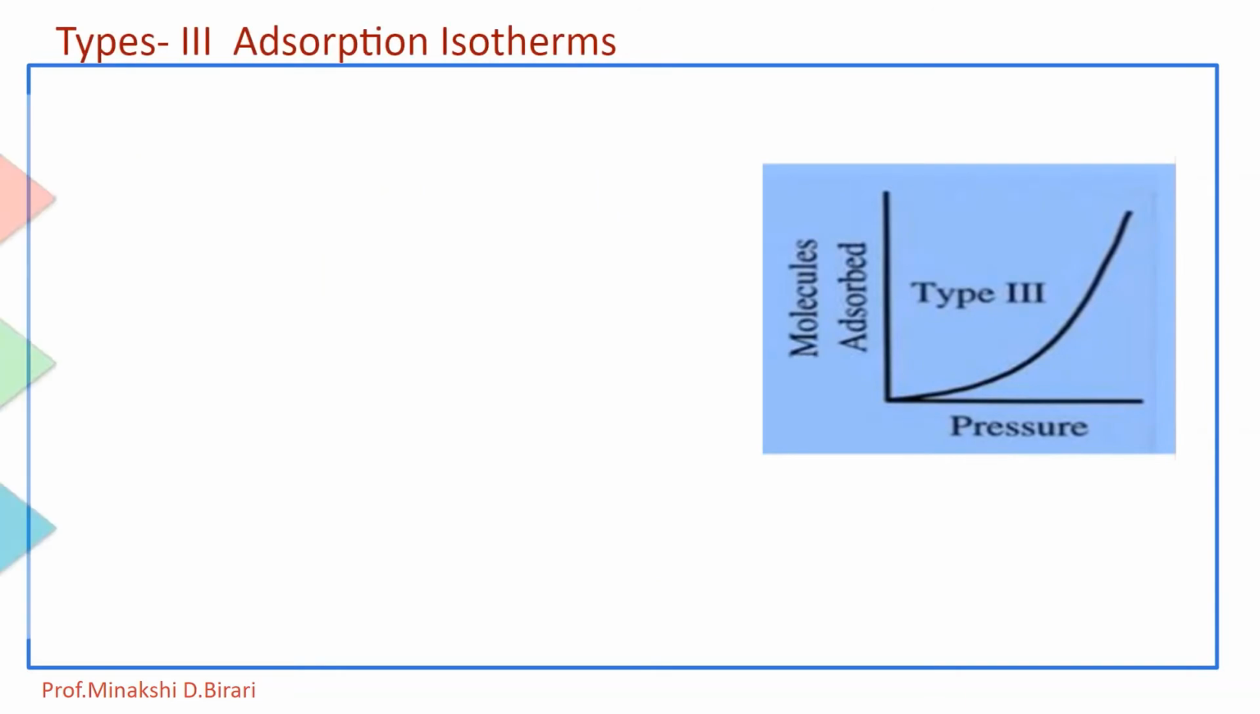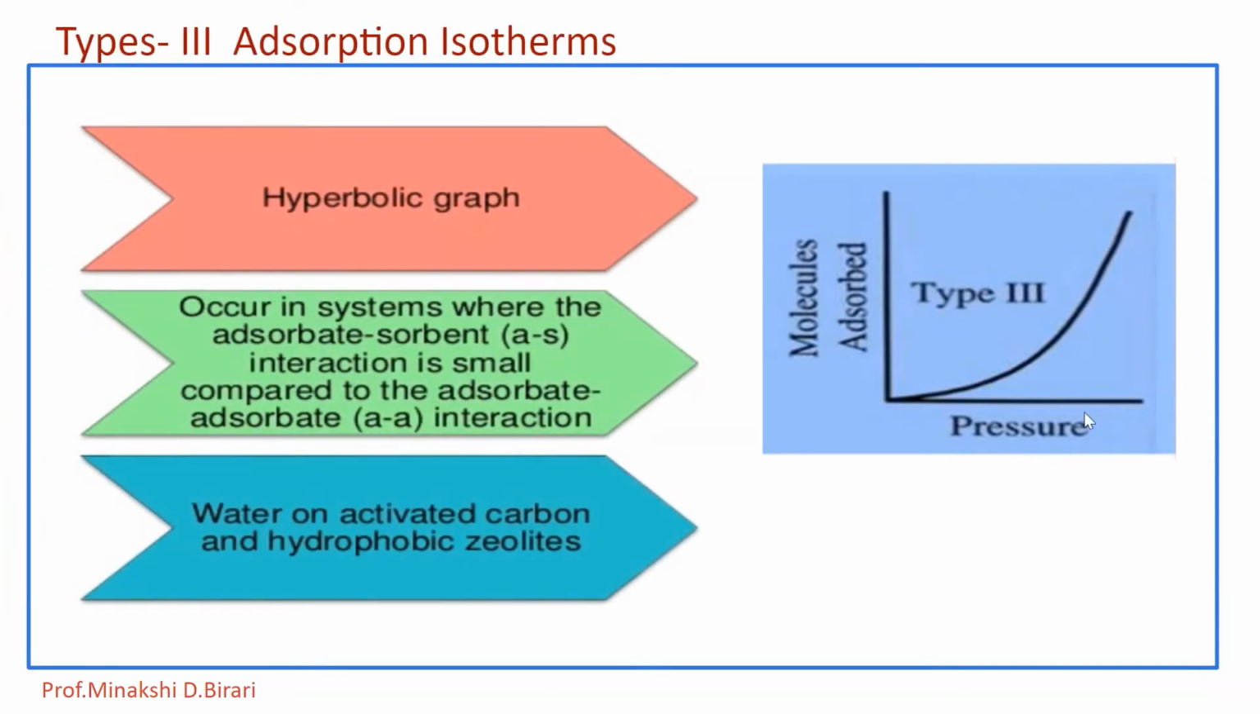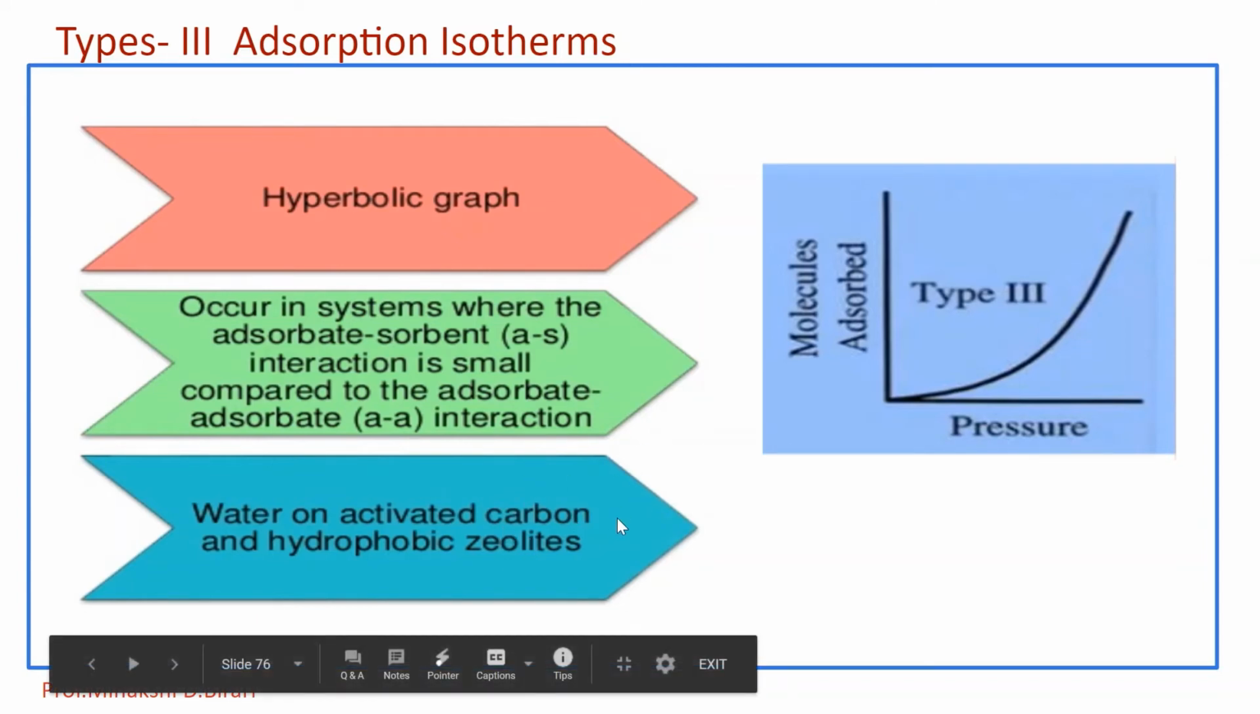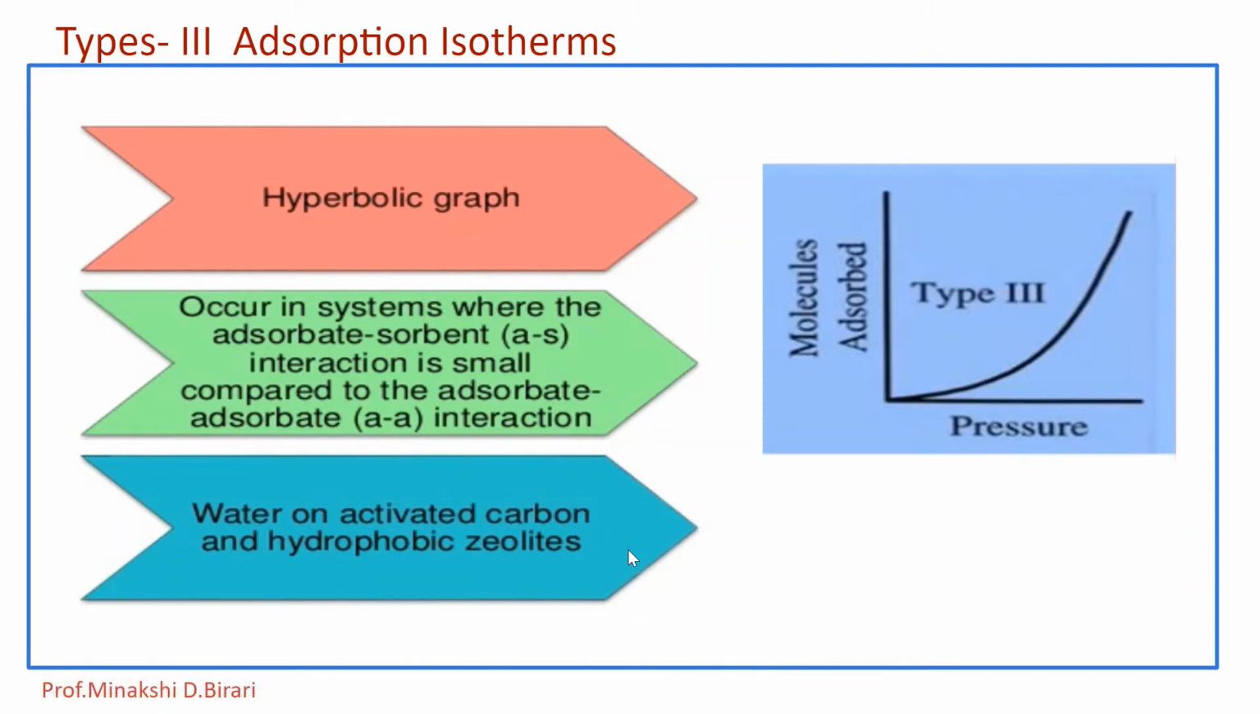So type third adsorption isotherm shows a hyperbolic graph. It occurs in systems where the adsorbate-sorbent interaction is small compared to the adsorbate-adsorbate interaction. The example will be water on activated carbon and hydrophobic zeolites. Type third isotherms are obtained from carbons with mixed micro and mesoporosity, wherein the amount of material adsorbed increases without limit and its relative adsorption approaches unity.